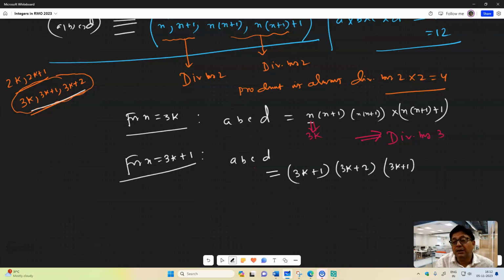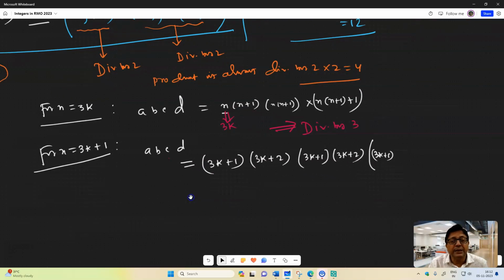3k plus 1 into 3k plus 2. And this thing will be what? 3k plus 1, if you just put the value over there, the first one is 3k plus 1, then 3k plus 2 plus 1. This is not divisible by 3, not divisible by 3. Their product also not divisible by 3, but this is divisible by 3.